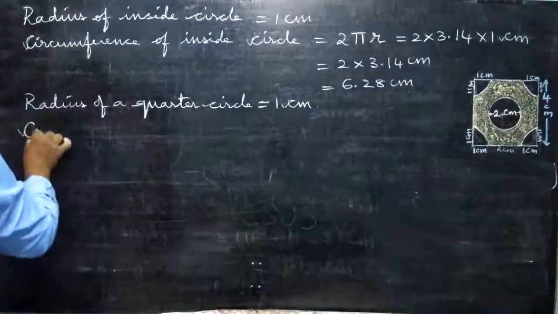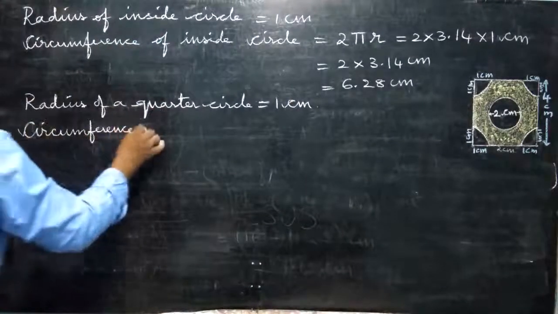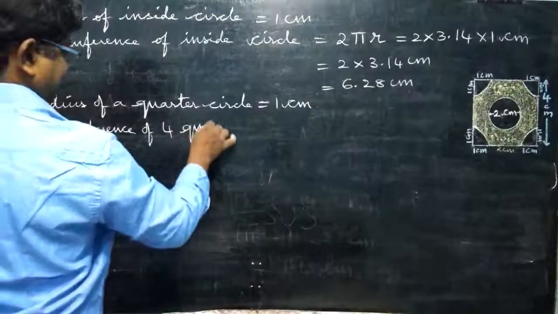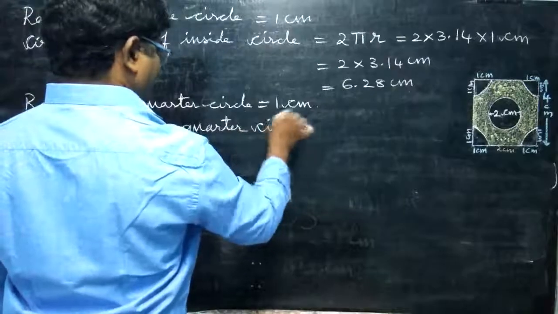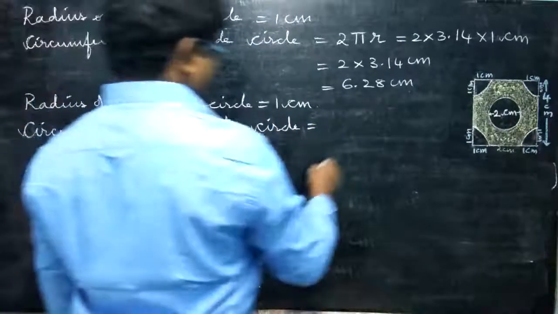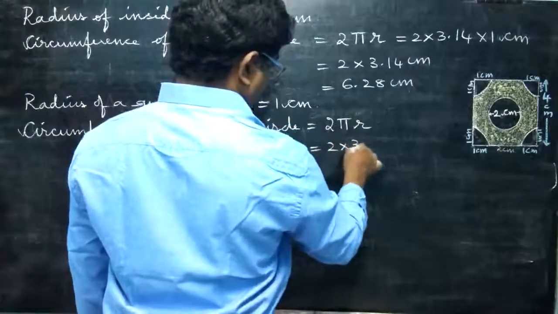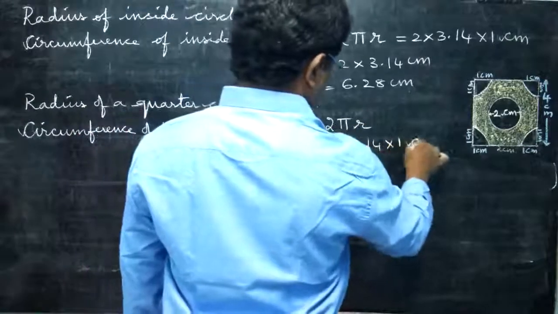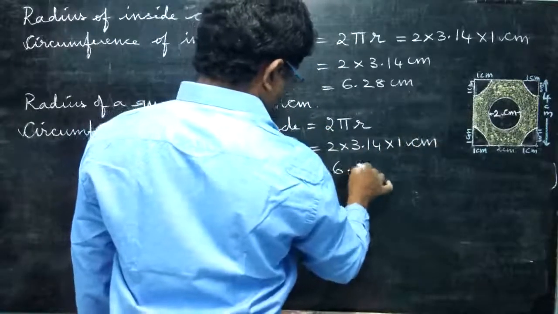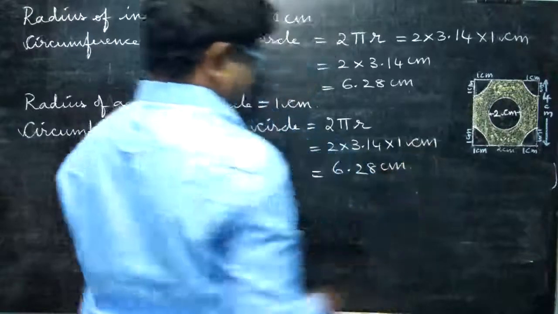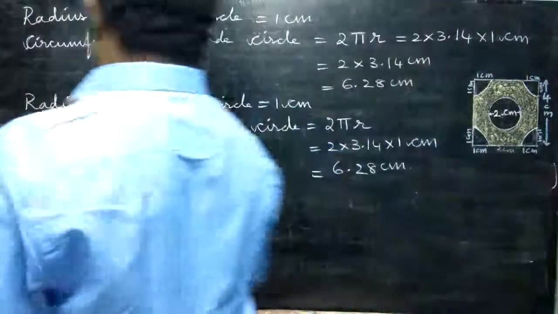Now the circumference of the four quarter circles. Four quarter circles is equal to 1 circle, so here also the same formula, 2 pi r: 2 into 3.14 into 1 centimeter, which is 6.28 centimeters.